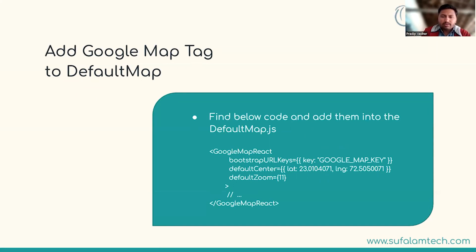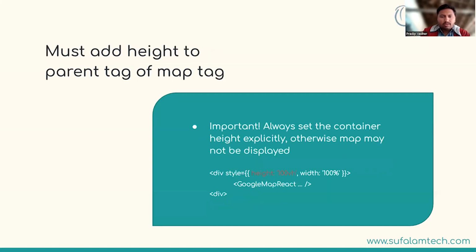where you can use the default location, which I have written down, and also we have to replace the Google Map key from Google Cloud. While we add that particular element in the DefaultMap.js file, we also have to add a parent tag with a fixed height. Google Map will only render if we provide height and width.